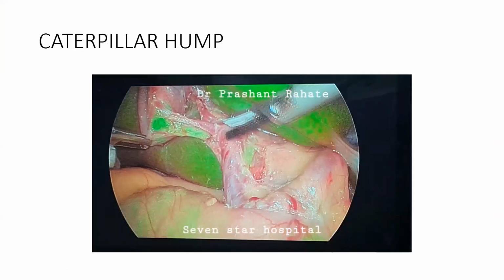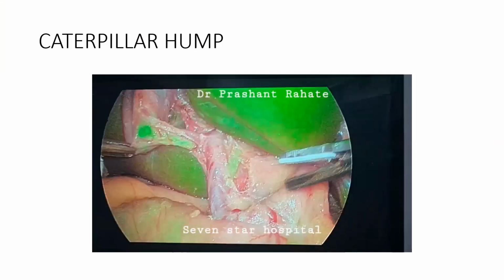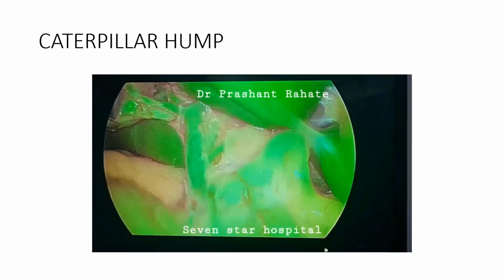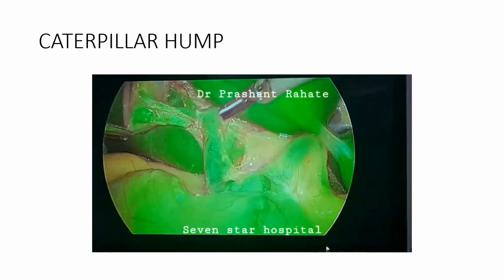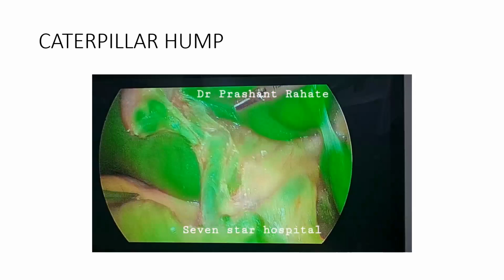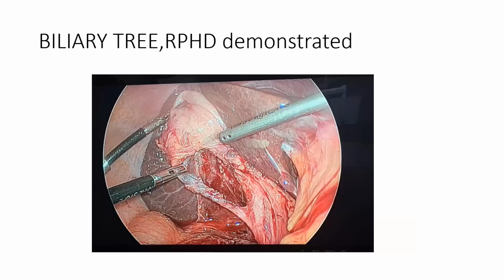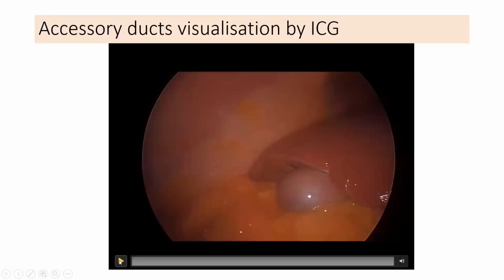So ICG dye has been given now, and the dye will appear in the artery within 15 to 16 seconds. Now the dye has appeared there, and it will remain in the vessel for at least 4 minutes. So during those 4 minutes, you can observe the vascular anatomy completely. This is how we have published our case in the Japanese Journal of Gastroenterology, a classification of caterpillar hump, depending on the various situations of the caterpillar hump as compared to the cystic duct. So how the accessory ducts can be visualized very well.